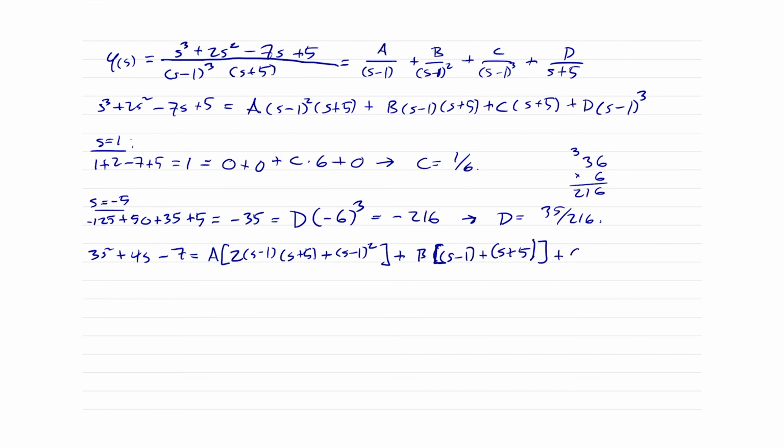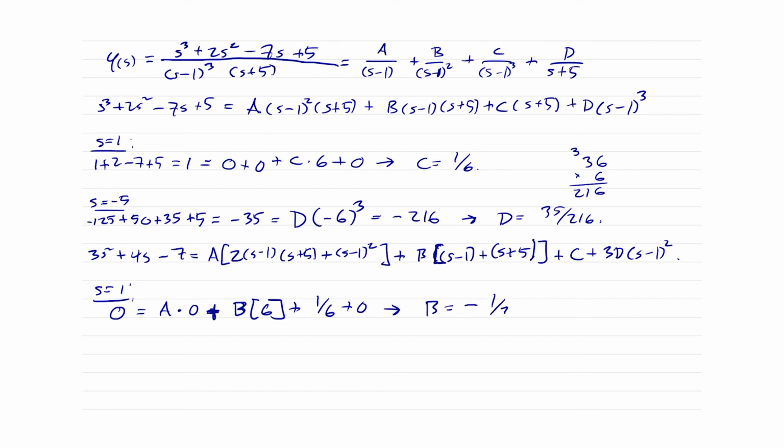I get plus c, and I get plus 3d (s minus 1) squared. All right, we actually know c and d, so if we need them, we'll use them. But what I find now is if I plug in s equals 1, this term cancels, but this one doesn't. So s equals 1 again gives me 3 plus 4 minus 7, that is 0 on the left-hand side. And on the right-hand side, I get a times 0, and I get b times 0 plus 6. So it gives me a 6 here, plus 1 over 6 as c, and plus 0. So that tells me that b itself is equal to minus 1 over 36.